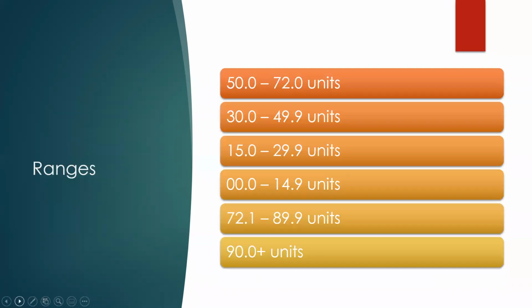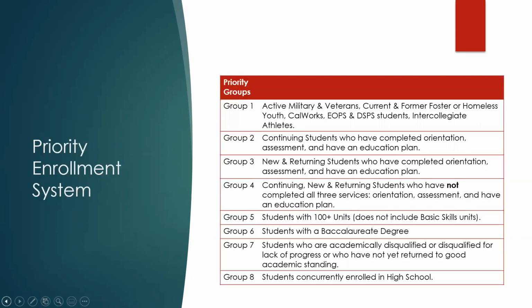I have a question. What's the timeline between priority group 1 and then group 7? Is it like a 3-week difference? What would be the timeline? Reggie and Dana, do you all have the exact timelines?